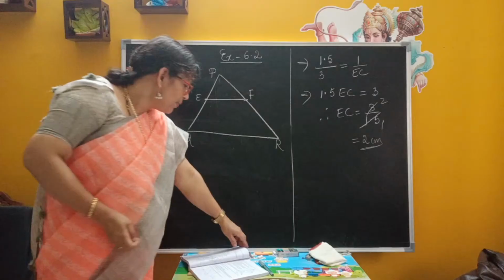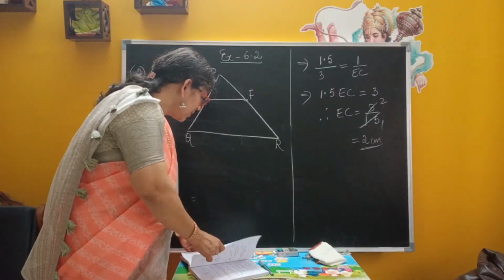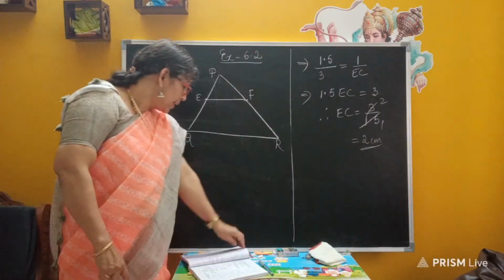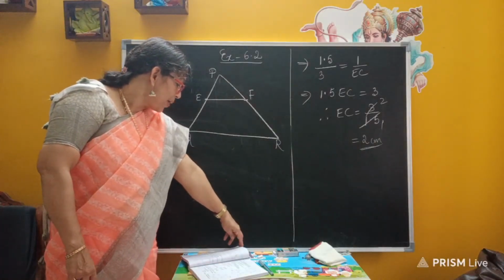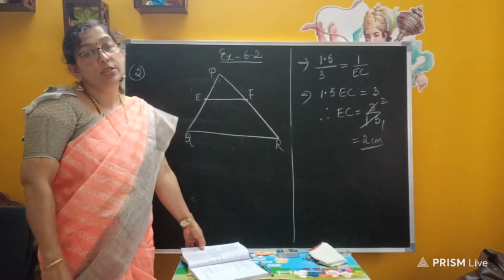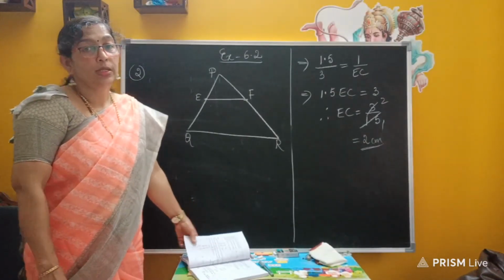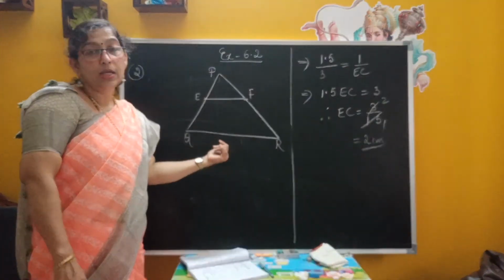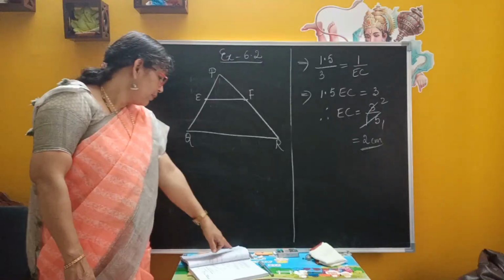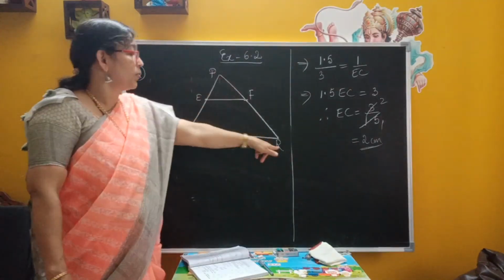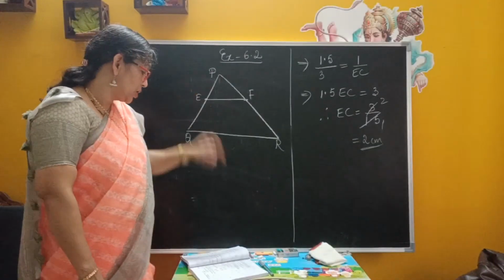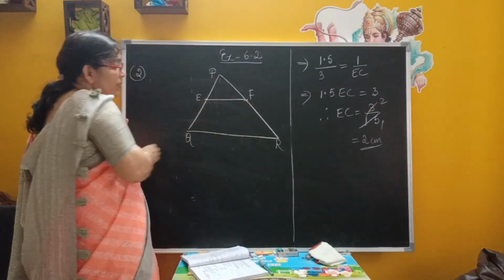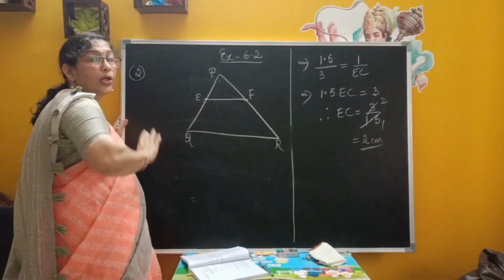The statement is given in your textbook, and the converse is also given. It is Theorem 6.2. If a line divides any two sides of a triangle in the same ratio, then the line is parallel to the third side. That is the converse of the basic proportionality theorem or Thales theorem. The same theorem we apply here: if a line divides two sides, here PQ and PR, in the same ratio, then the line is parallel to the third side of the triangle.